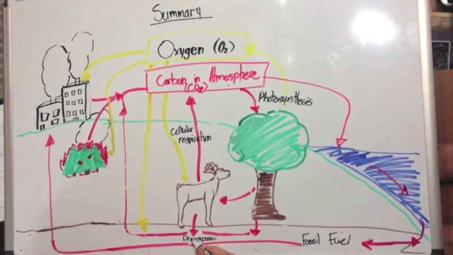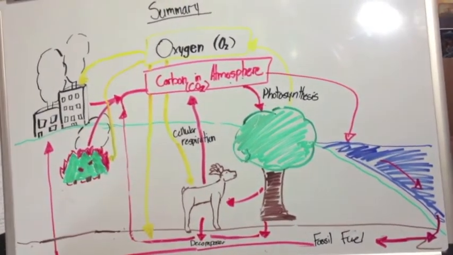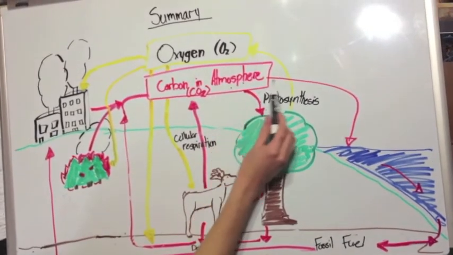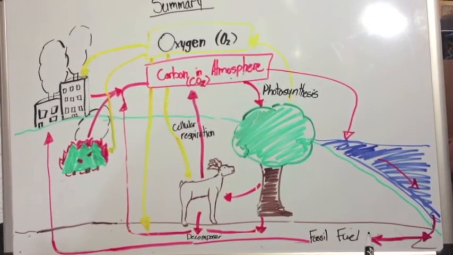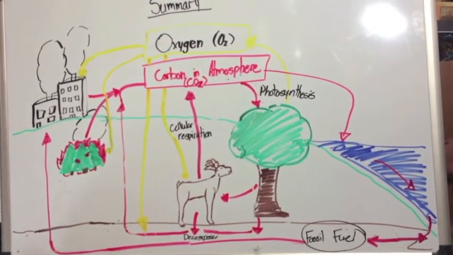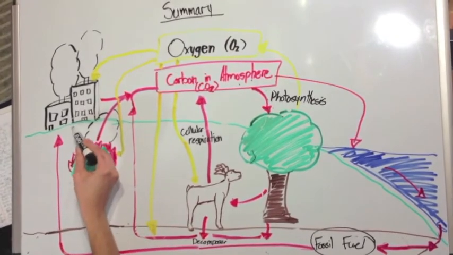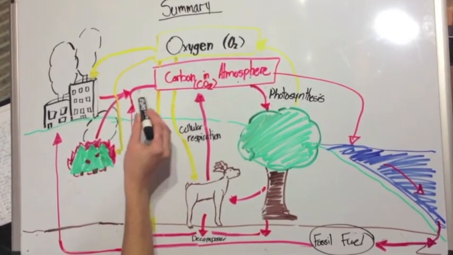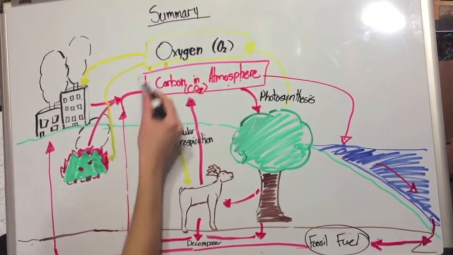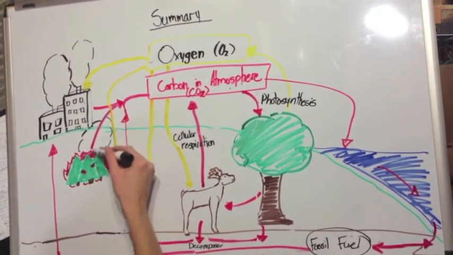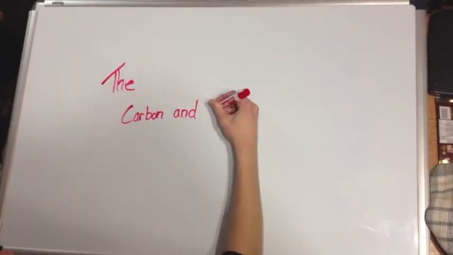When these plants and animals die, decomposers break down this material, which allows more CO2 to be released into the atmosphere. CO2 also dissolves into water. The ocean contains large amounts of carbon, and through different processes, this carbon is turned into fossil fuels. These fossil fuels are extracted and burnt in buildings, which requires oxygen. The burning of these fossil fuels releases the carbon back into the atmosphere. The burning of forest fires also requires oxygen and releases carbon dioxide. And that is the carbon and oxygen cycle.